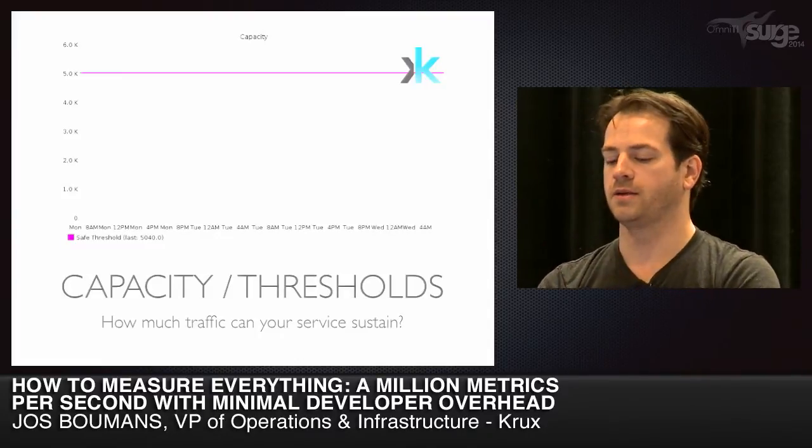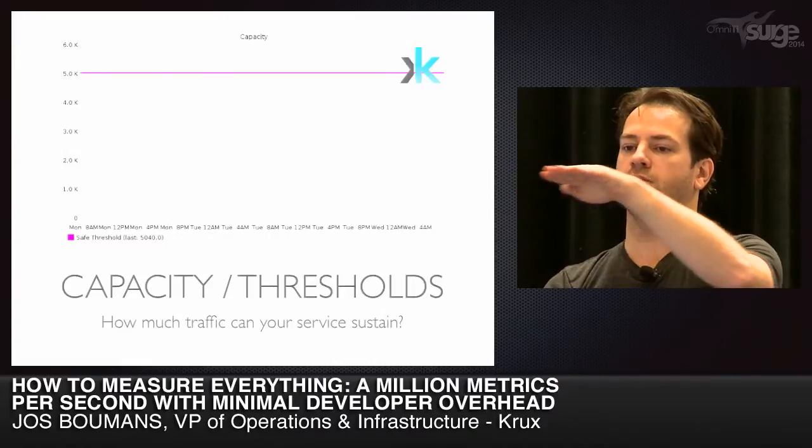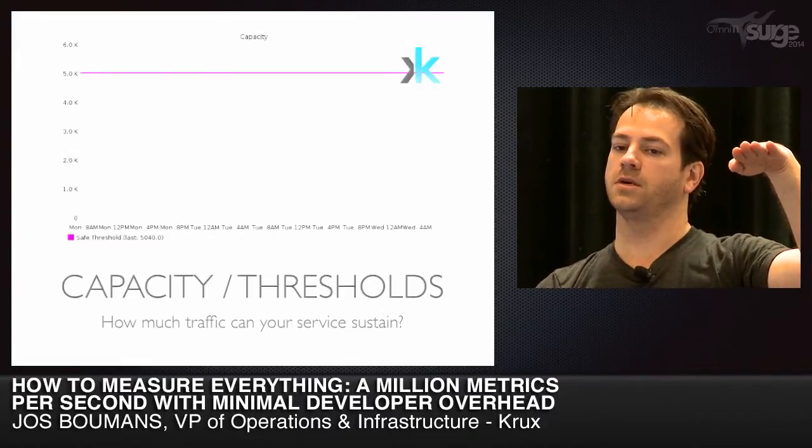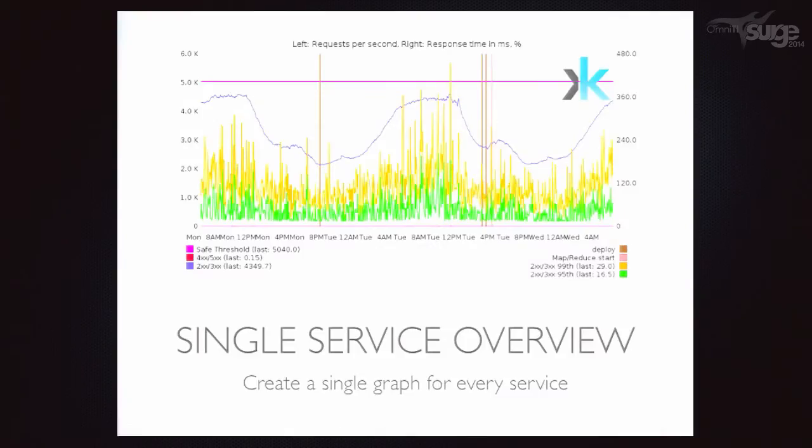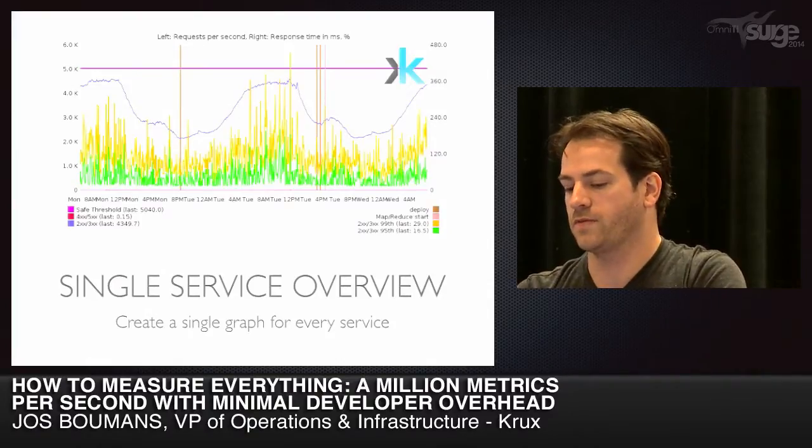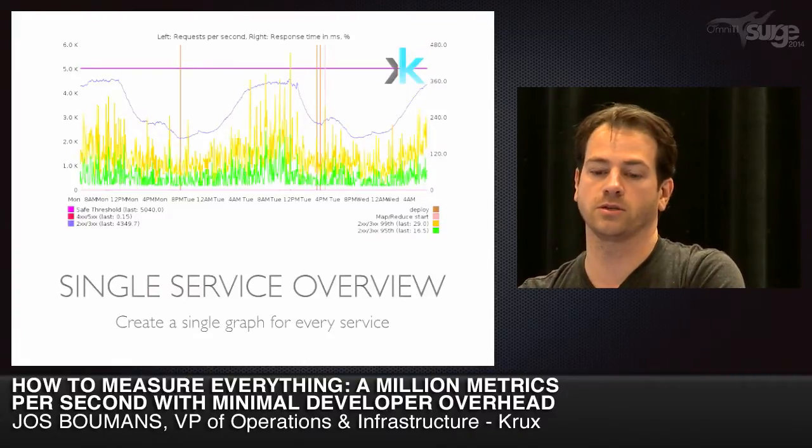To visualize that, we draw a horizontal line in the graph at two-thirds of the capacity of that service multiplied by the number of nodes. And in the end, it looks like this. This is what all the components look like put together, and we have one of these graphs for every service that we run. This is the health dashboard that in one glance can tell you if everything is running as expected or trending in the wrong direction.